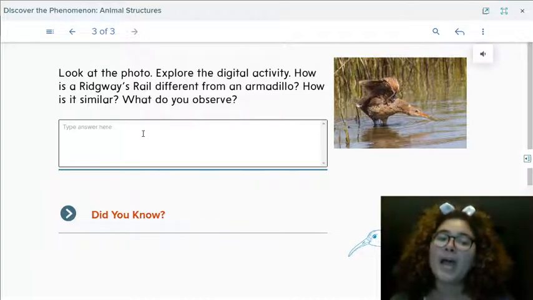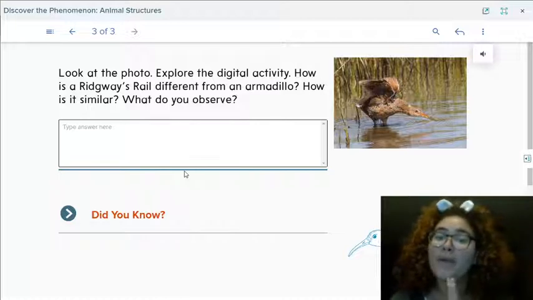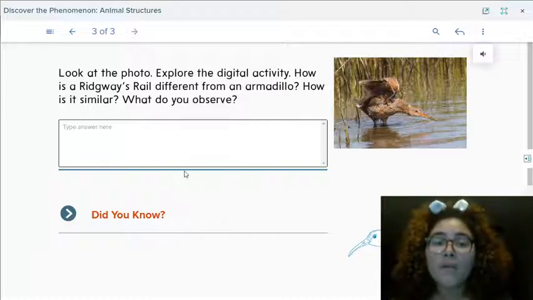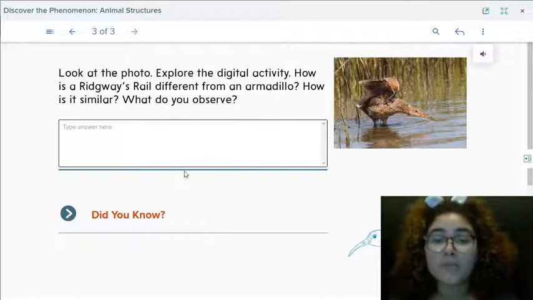So you have a space here if you're going to do it from the PowerPoint that is also in the file, or you can write it in your notebooks. So I really hope to see those answers, and I'm super excited to see what you guys come up with.